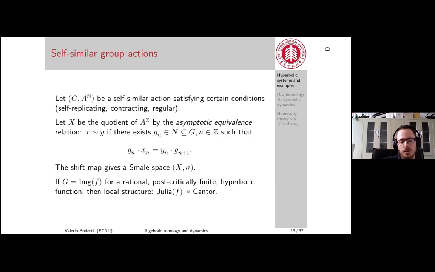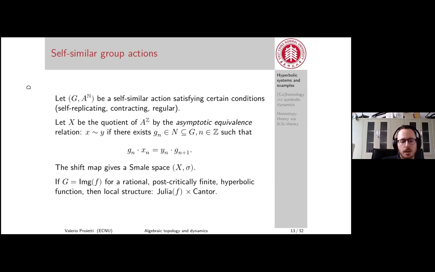a tree given by basically constructing words on these letters. And then the group will act on the boundary of this tree, which I represent here as the infinite sequences open-ended on the right. And so I have some conditions on these actions: self-replicating, contracting, regular. Regular means that the fixed point sets should be open and also closed.